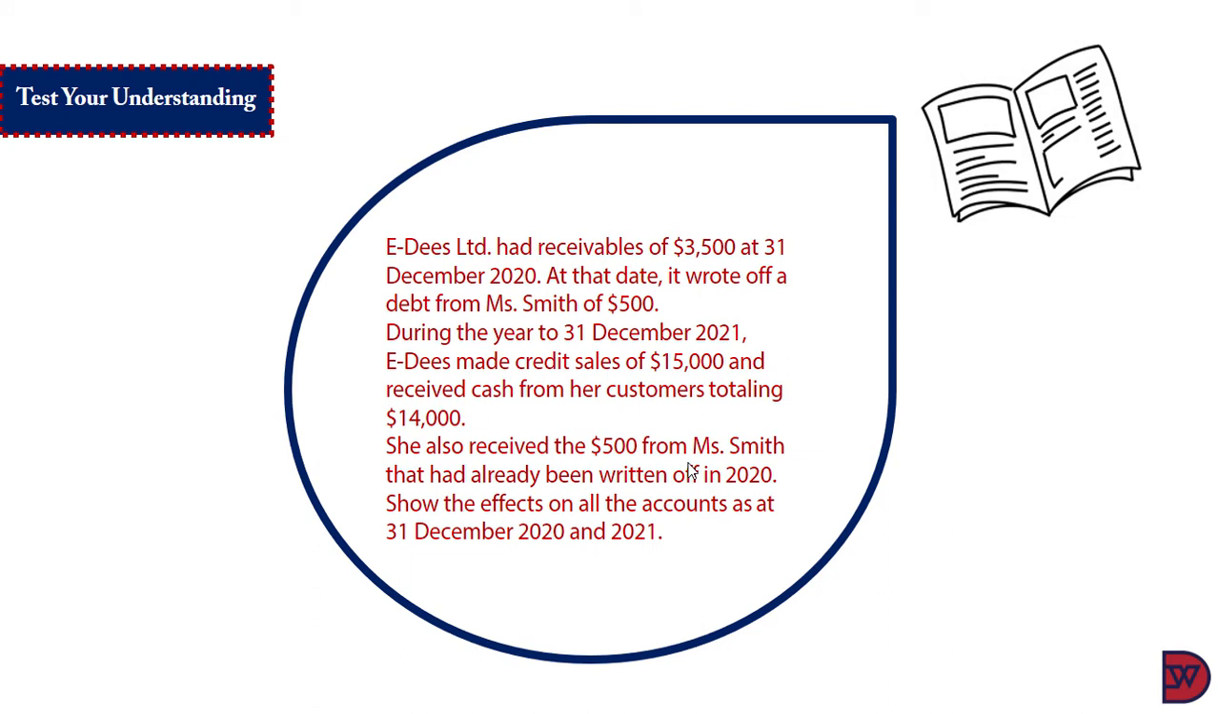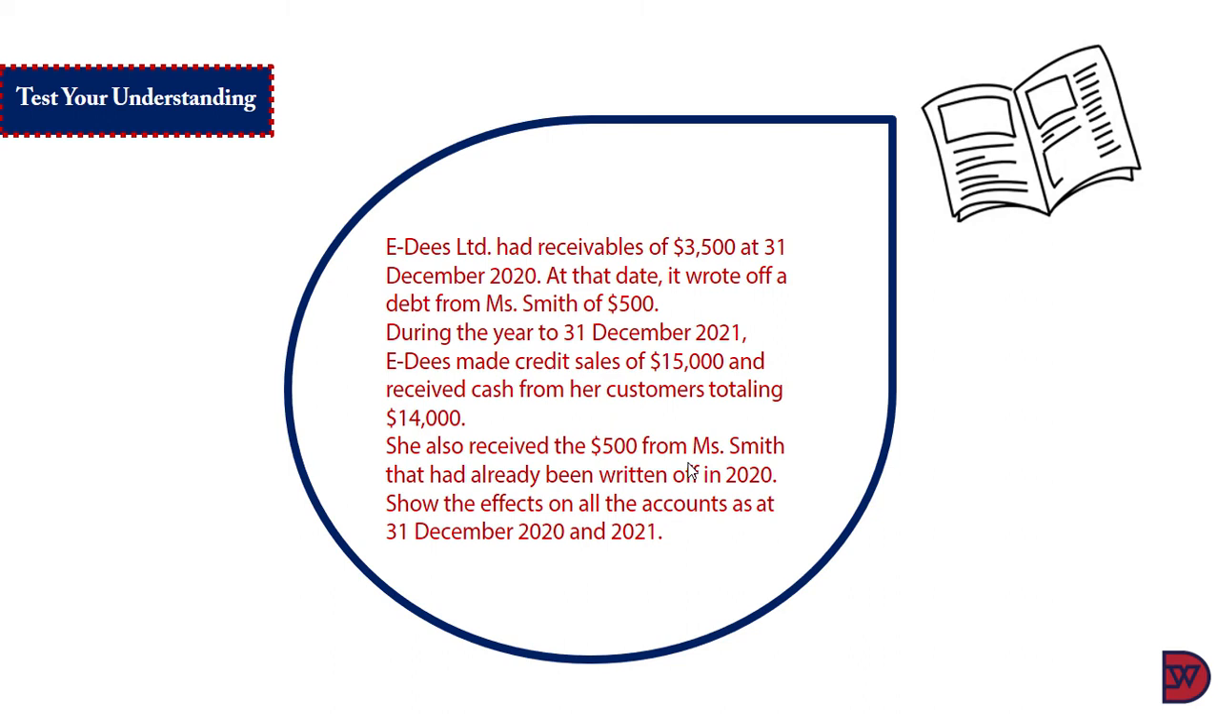EDs Limited had receivables of $3,500 at 31st December 2020. At that date, it wrote off a debt from Ms. Smith of $500. During the year to 31st December 2021, EDs made credit sales of $15,000 and received cash from her customers totaling $14,000. She also received the $500 from Ms. Smith that had already been written off in 2020. Show the effect on all the accounts as at 31st December 2020 and 2021.